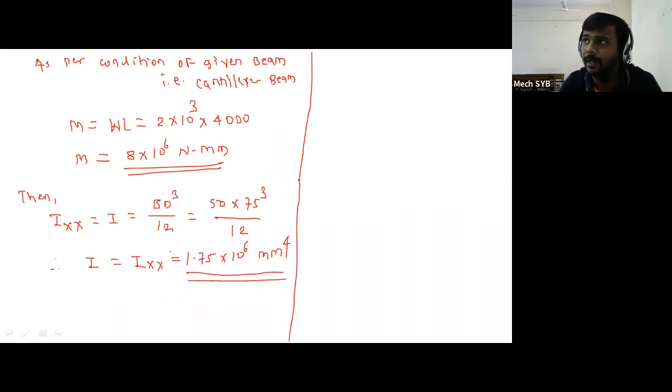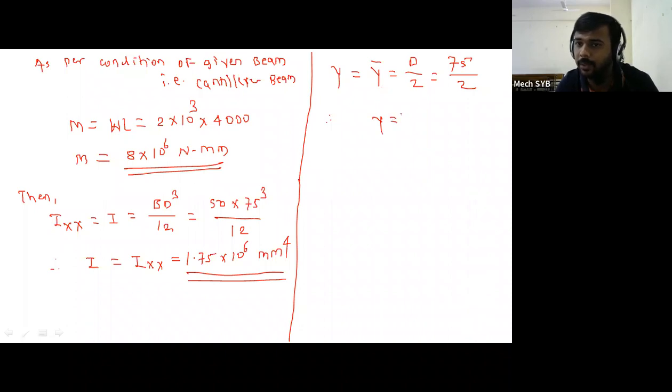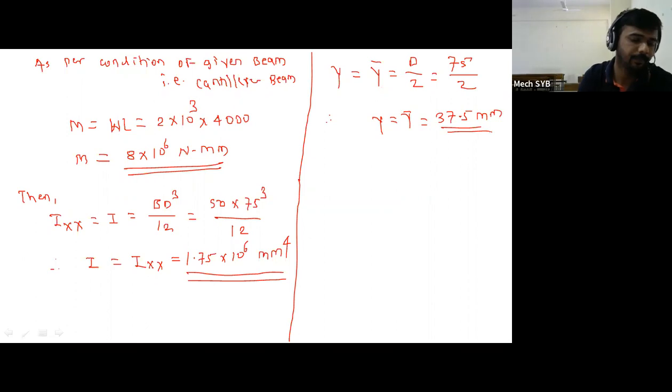So what will be the y bar? Now here, what will be your y bar? Capital Y is equal to y bar is equal to capital D divided by 2. So 75 divided by 2. Therefore, capital Y is equal to y bar is equal to 37.5 mm. Yes, correct. 1.75 into 10 raised to 6. Then y bar means your y distance.